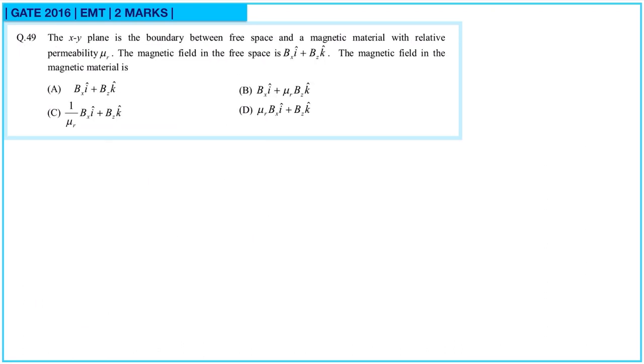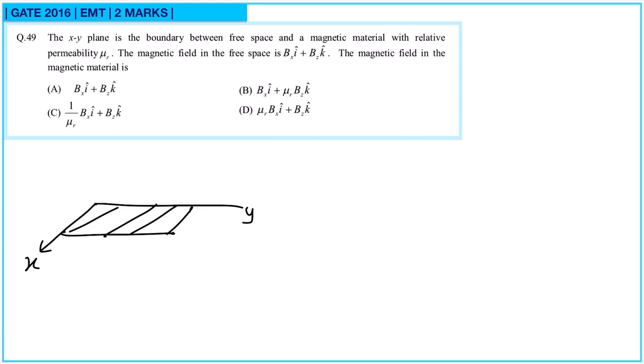Next question. The xy plane is the boundary between free space and a magnetic material with relative permeability mu r. So let us consider this is the xy plane. The magnetic field in the free space is Bx I cap plus Bz k cap. The magnetic field in the magnetic material is.